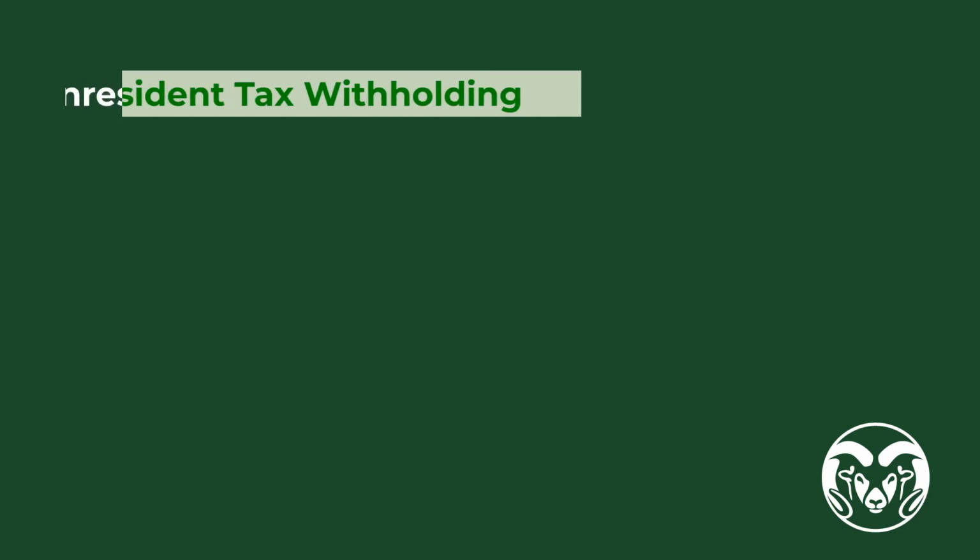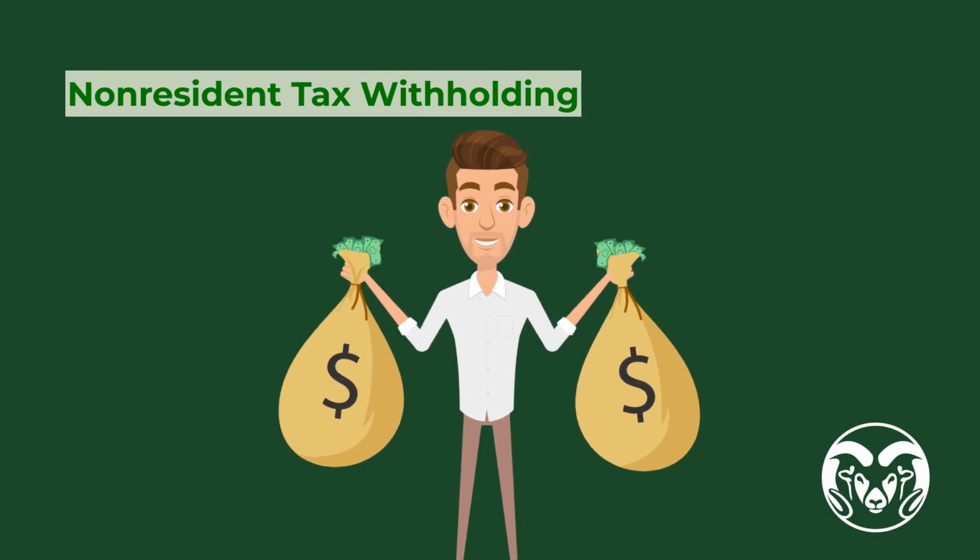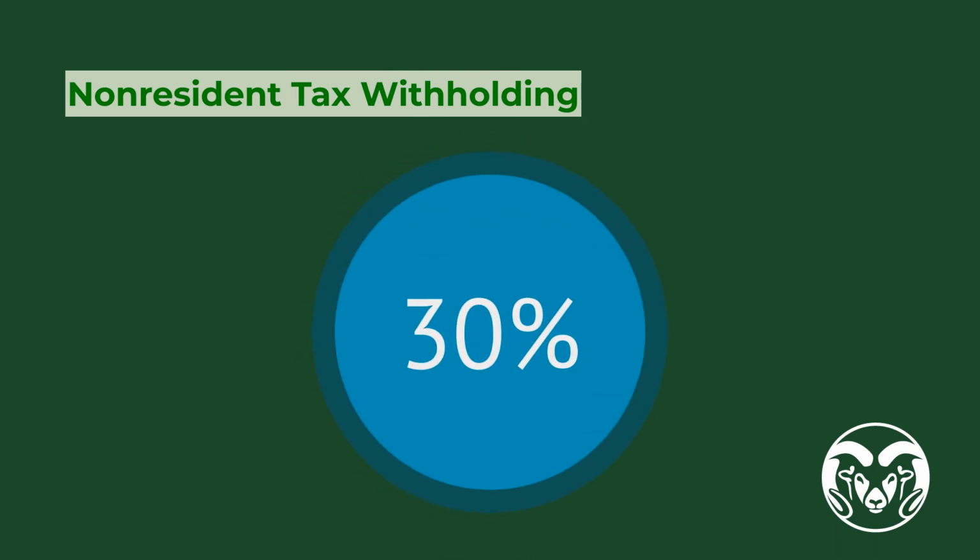Any U.S.-sourced payment to a taxed non-resident is subject to mandatory tax withholding. The default withholding rate is 30%. However, a reduced rate or exemption may apply. We will discuss this more later in this video.